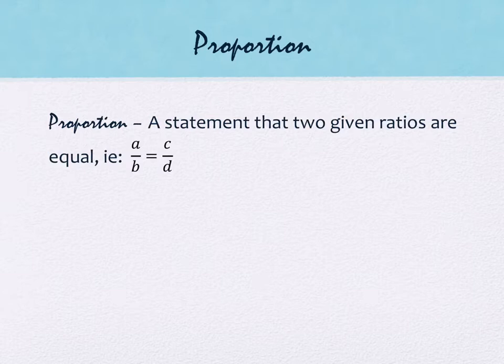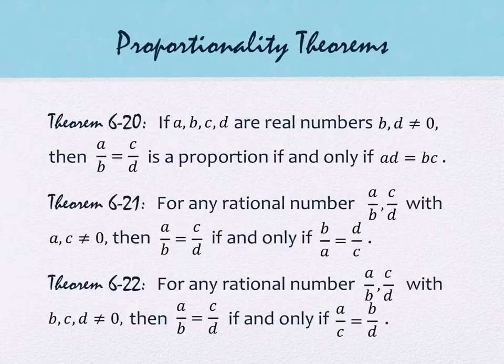And there's some really helpful theorems that follow from here. The first one, Theorem 6.20, is probably lovingly in your mind embedded as cross multiplication. That's what you think of it as. It says if A, B, C, and D are real numbers, B and D are not 0, and we have the proportion A over B equal to C over D, then it is a proportion if and only if A times D is equal to B times C.